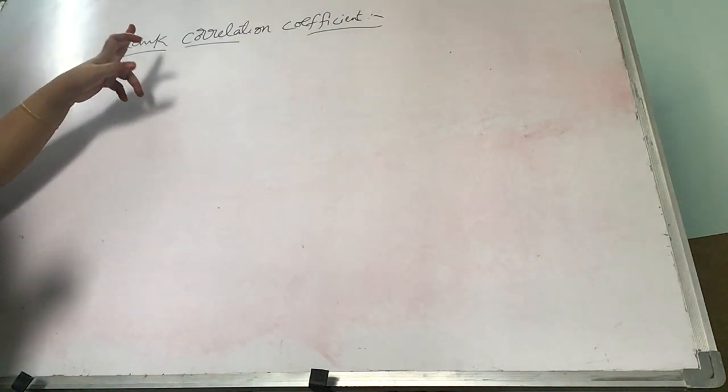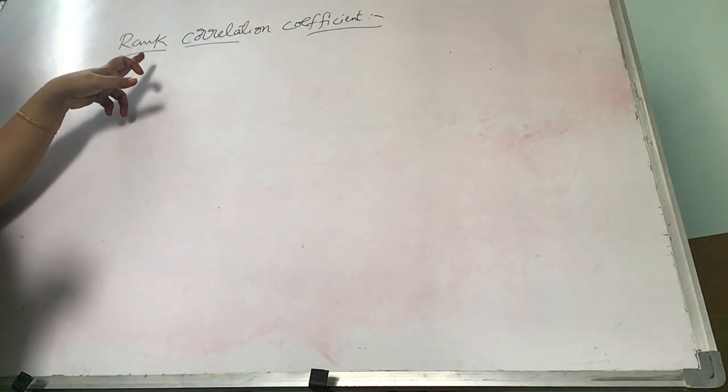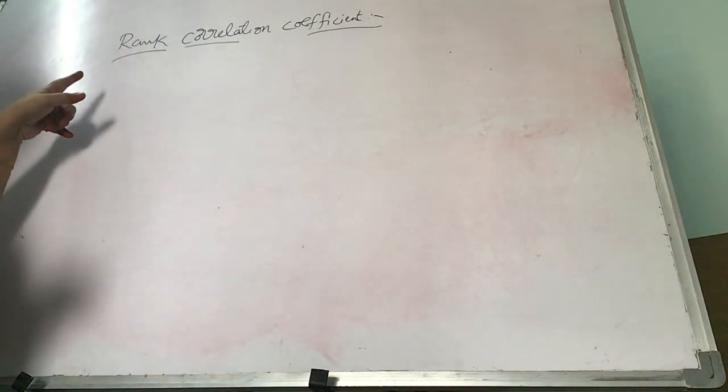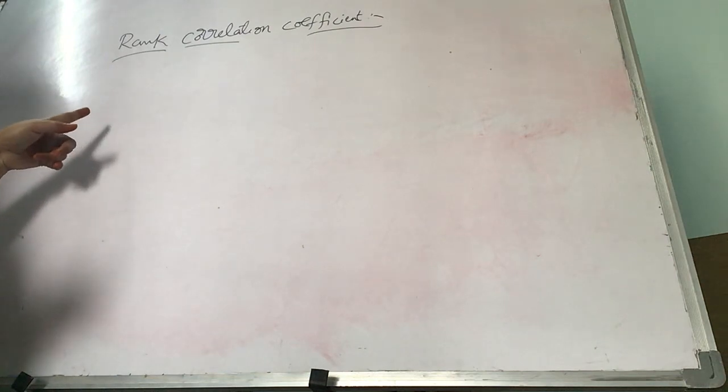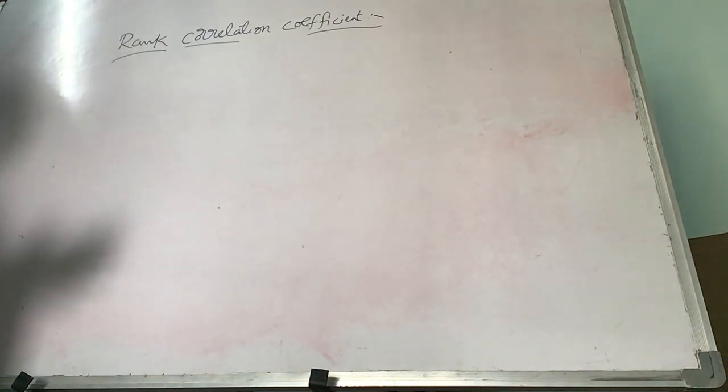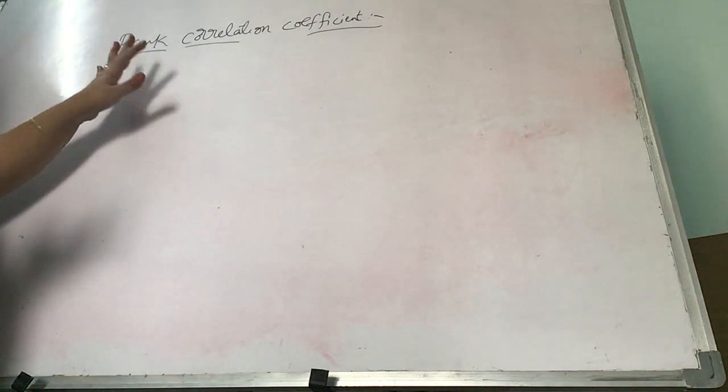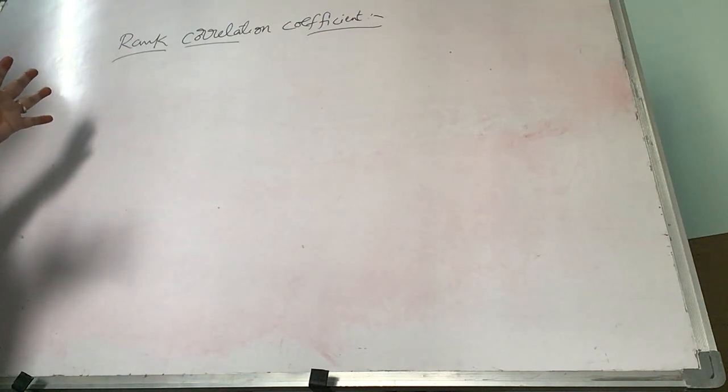But what is the difference between correlation coefficient and rank correlation coefficient? In the coefficient of correlation, we have to check whether there is any relationship between the two variables or not. Here in the rank correlation coefficient, we discuss the correlation coefficient between the ranks. What is rank?